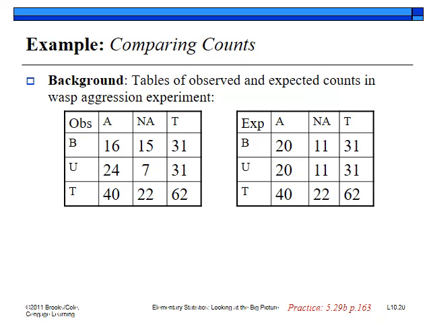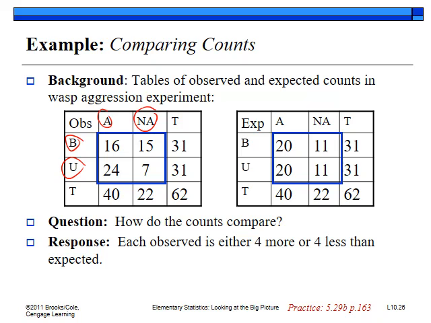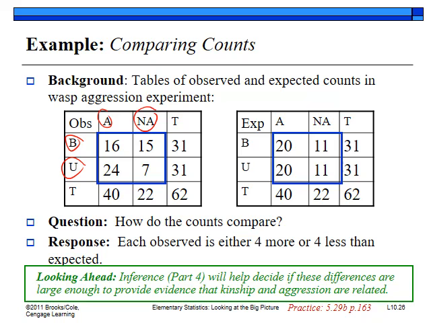On the left, we see the observed table with columns corresponding to attacked and not attacked. The rows are brother and unrelated. The T's represent totals. On the left, we see the observed values in the experiment. On the right, we see the expected values that we just calculated. How do these compare? Notice that each observed value is either 4 more or 4 less than what we see in the expected table. When we get to inference later on in the term, we will be able to measure the size of these differences in a way that lets us know if our evidence is strong enough to conclude a relationship between the variables.